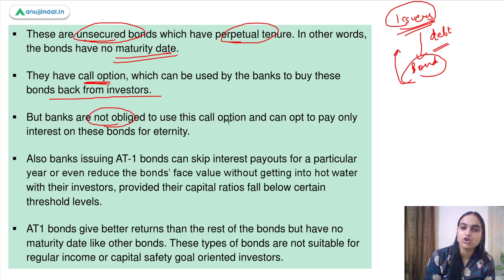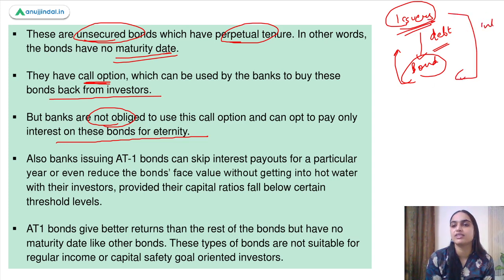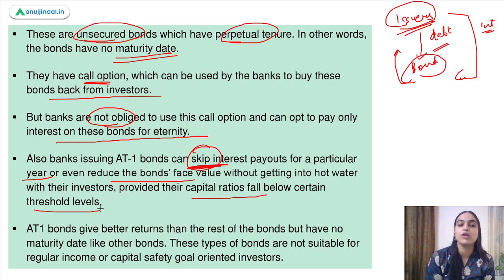They can use this call option if they want, and they can opt to pay only the interest on these bonds till maturity. Not maturity, till eternity. Because there is no maturity date, either the issuer has the option to buy back these bonds, or to pay the bondholder the interest till eternity. Also, banks issuing these AT-1 bonds can skip the interest payouts for a particular year, or even reduce the bond's face value without getting into hot water with their investors, provided their capital ratios fall below the thresholds.